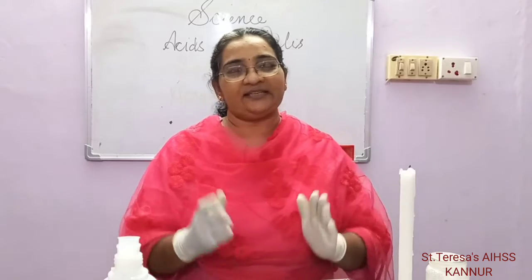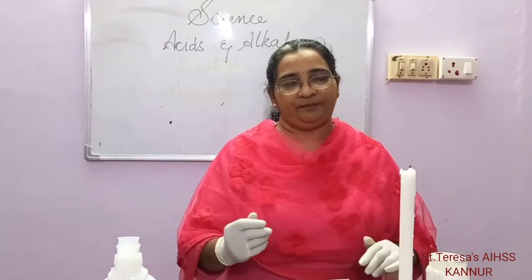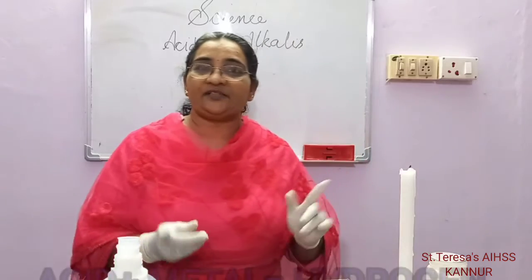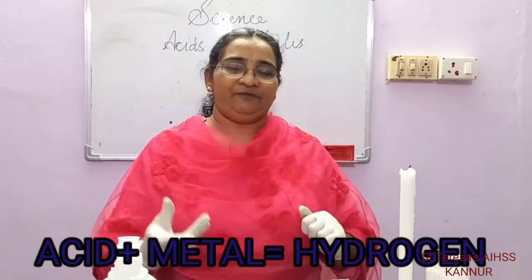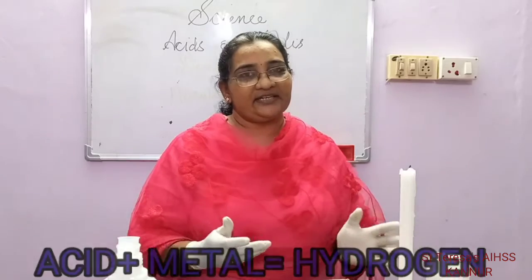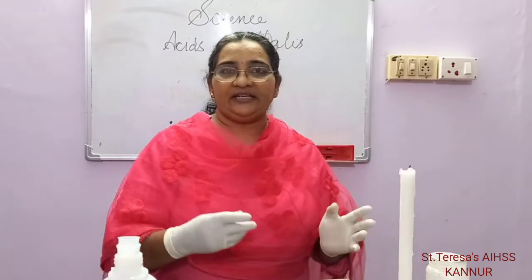So here we understood that when an acid reacts with a carbonate, carbon dioxide is prepared. And when an acid reacts with a metal, what happens? Hydrogen is evolved. An acid reacts with a carbonate, carbon dioxide is evolved. Hydrogen burns with the pop, isn't it?